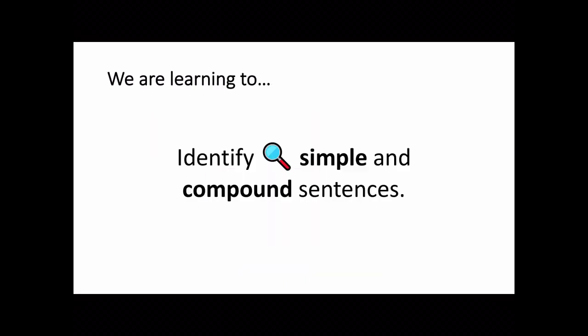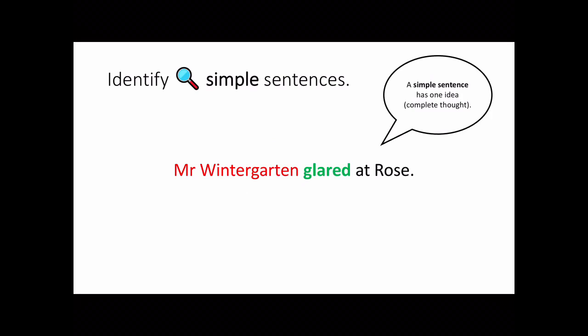Today, we are learning to identify simple and compound sentences. Identify simple sentences. A simple sentence has one idea or complete thought. Mr. Wintergarten glared at Rose. There's only one thing happening in this sentence.